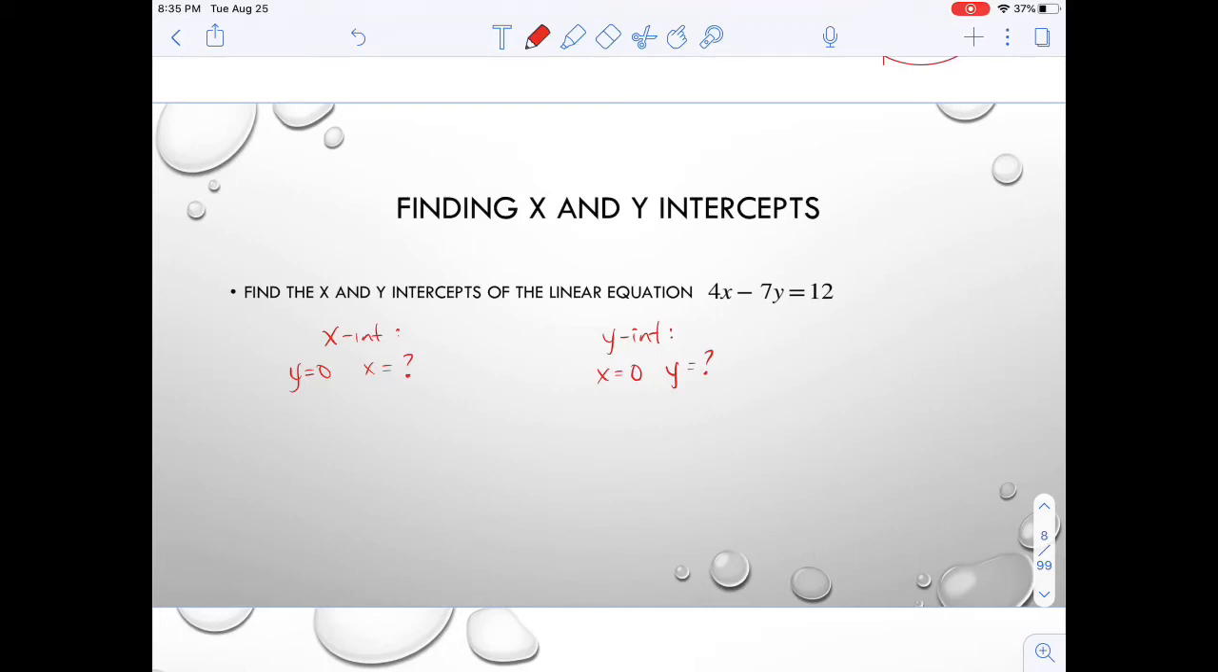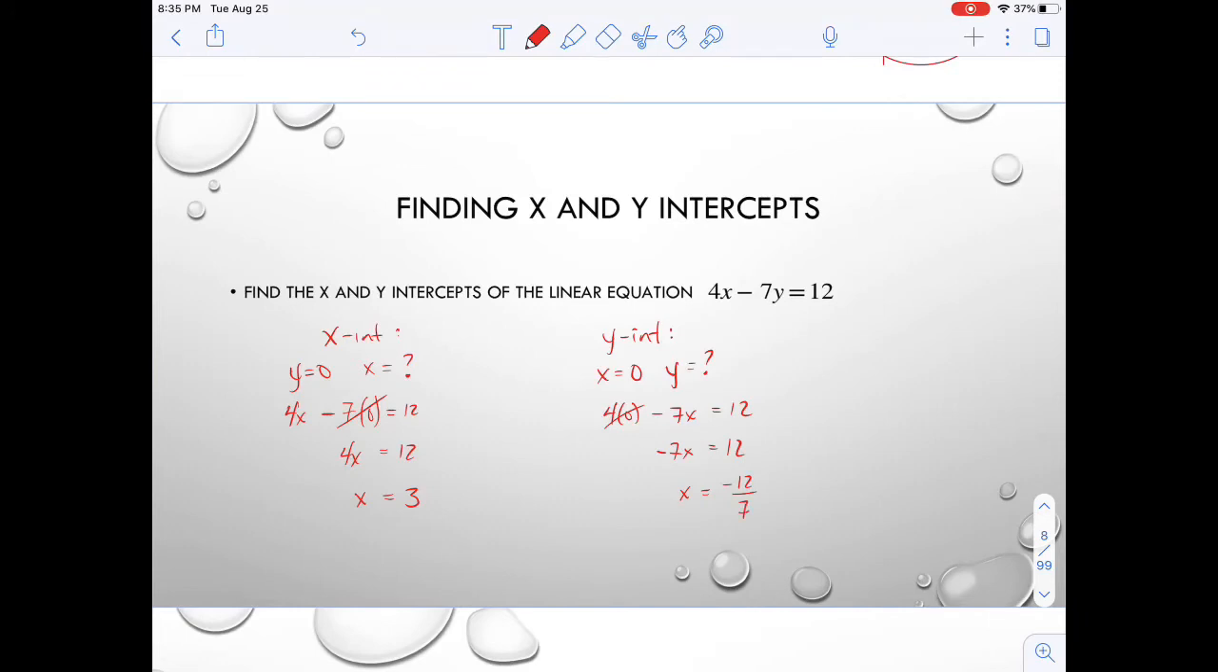So let's find my x-intercept here. If I set y equal to 0, I'm going to have 4x minus 7 times 0 equals 12. 7 times 0 is simply 0, so I have 4x equals 12. When I divide both sides by 4, I get x equals 3. For my y-intercept, I set x equal to 0. I'm going to have 4 times 0 minus 7y equals 12. 4 times 0 is simply 0, so I have negative 7y equals 12, or y equals negative 12 sevenths. Okay?